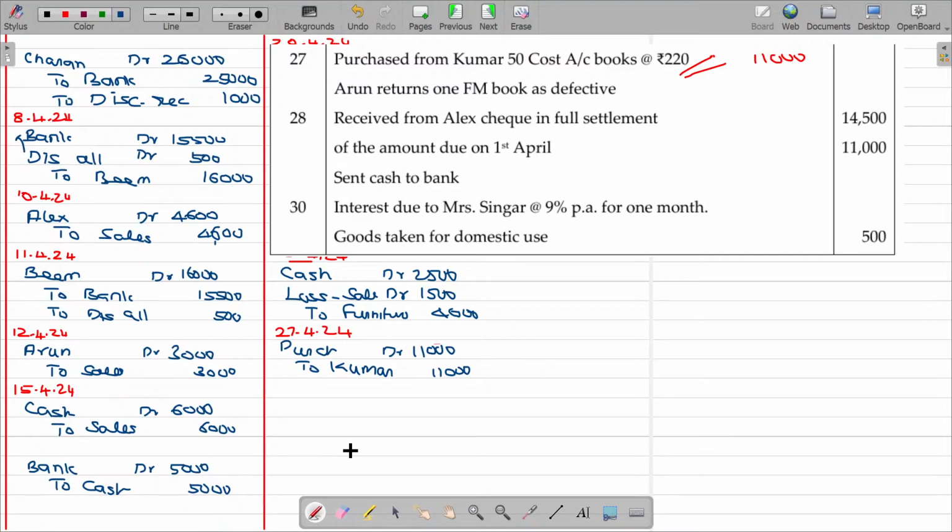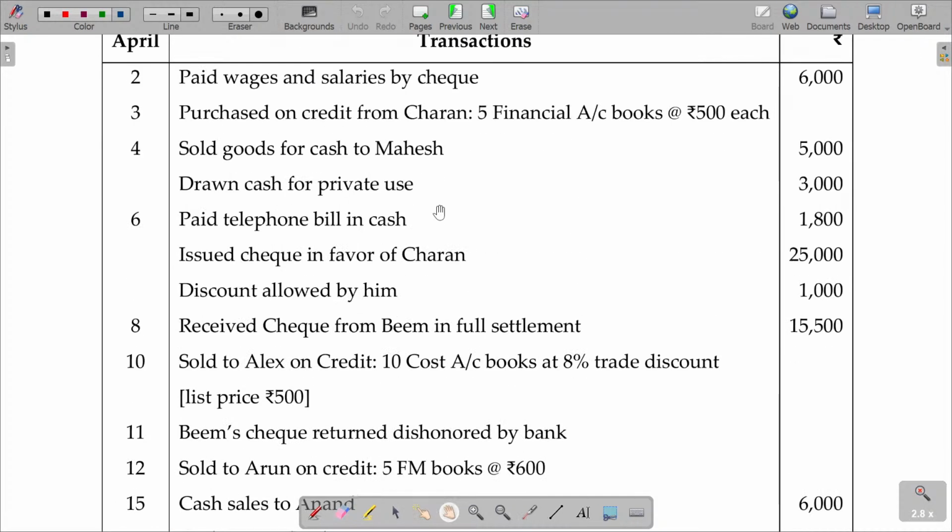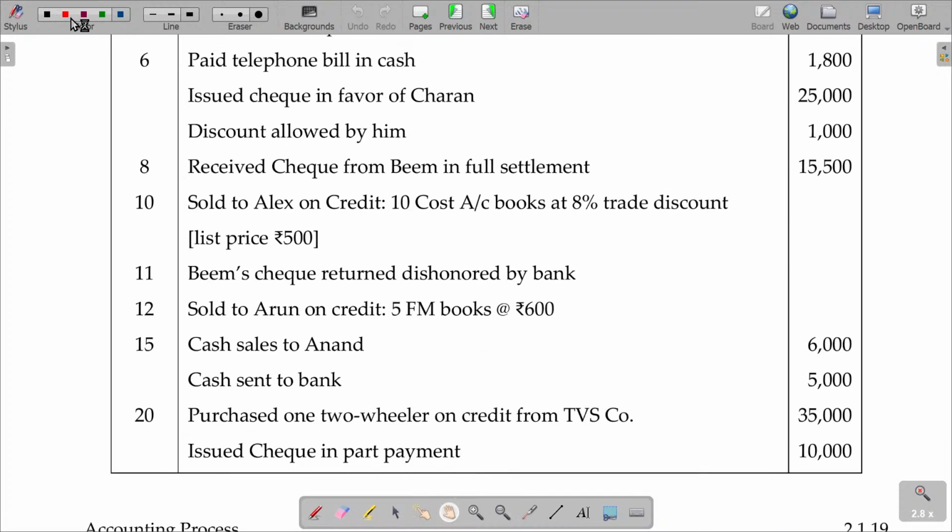Arun returns one FM book as defective. Now cross check. What about the value at which we sold to Arun? It's a sale, right? Where is that entry?